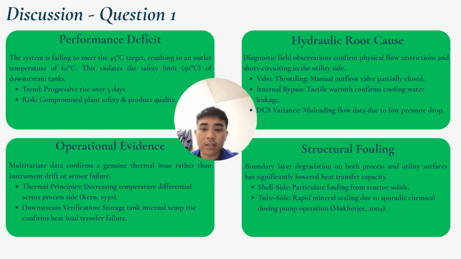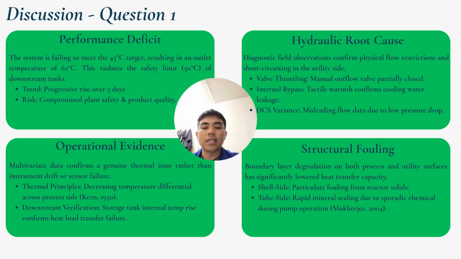And lastly, we look at structural fouling. Physical degradation of the exchanger's boundary layers is occurring on both sides. On the shell side, increased solids from the upstream reactor have caused significant particulate fouling. On the tube side, maintenance logs confirm that the chemical dosing pump has been sporadic for the past month. In the absence of consistent anti-scaling treatment, mineral scaling has accumulated within the tubes.